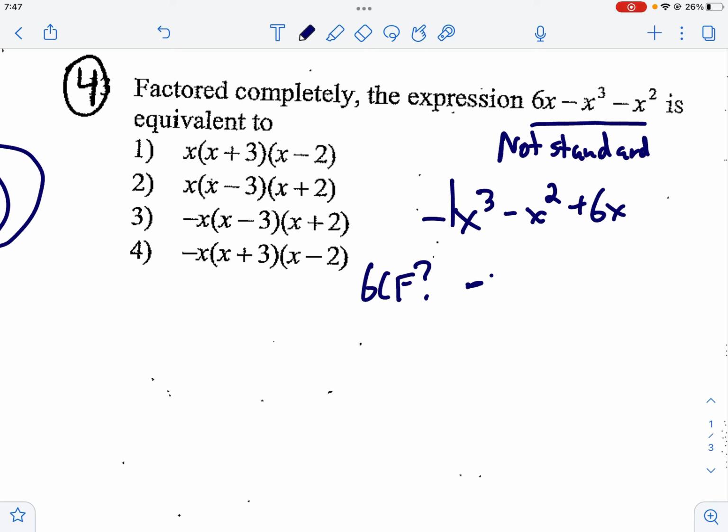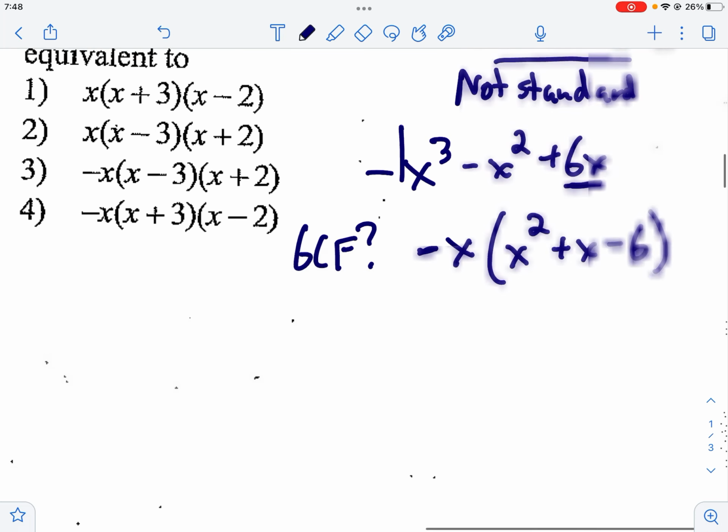So the GCF here will be negative x. All the terms share an x, and again, we always want to take out the negative sign if it's in the front. After we take out negative x, what's left behind is x squared. Negative 1x to the third divided by negative x is x squared. Negative x squared, taking away negative x, leaves behind positive x, and positive 6x divided by negative x gives us just minus 6.